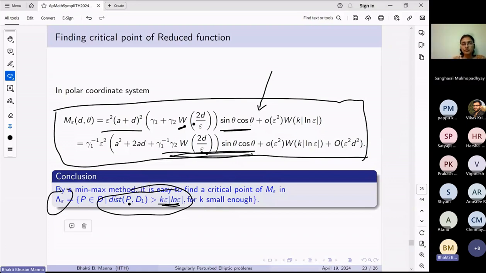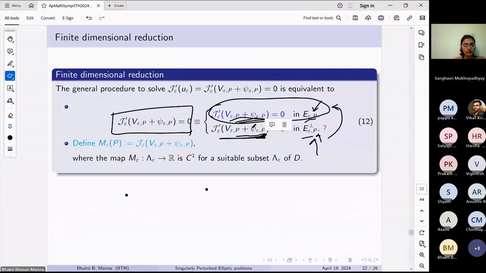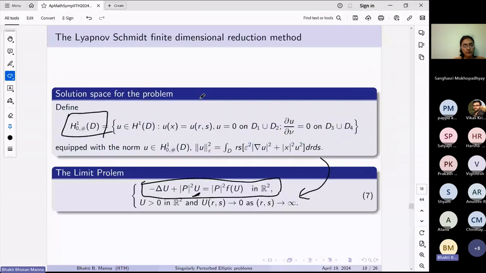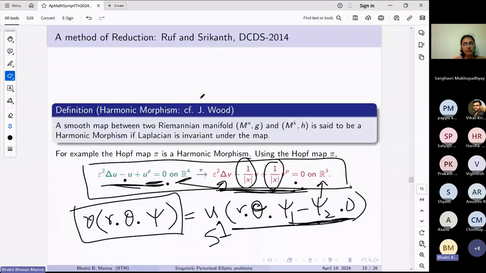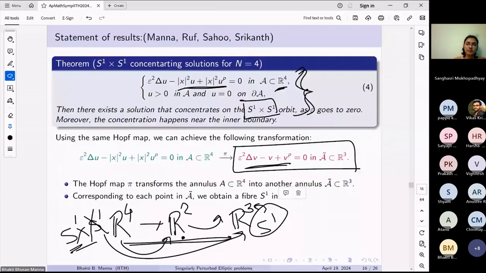So this way we solve the equation, both for this one, and finally we solve this one. And as I said in the previous slide, we solved for this solution which is concentrating on S1 cross S1 here. Then we use the Hopf fibration to get an S1 concentrating solution. So this is the result we have got recently.